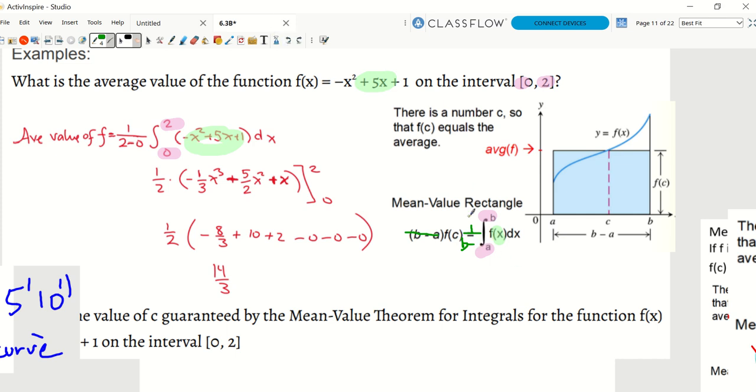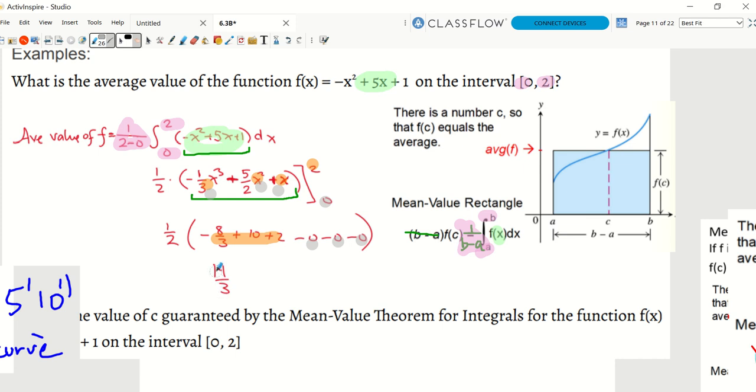Sorry for the crappy looking a. Here, let me try to do it better. All right? So 1 over b minus a, this pink triangle is that. And now we just do algebra. Antiderivative, boom. Plug in upper bound, and you get that. Plug in lower bound, and you get that. And then you multiply that by 1/2, and you get 14 over 3.